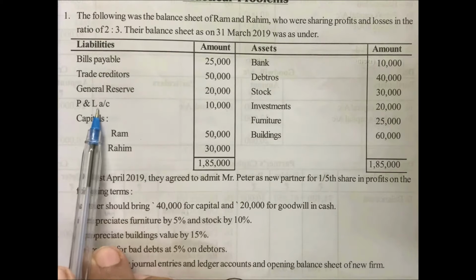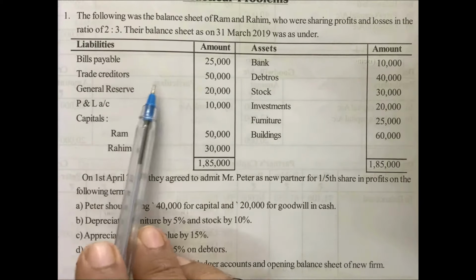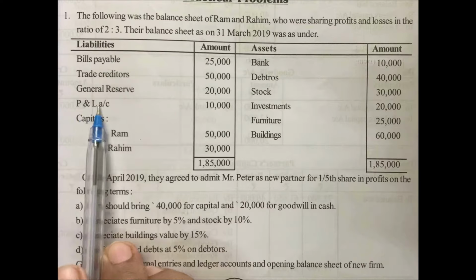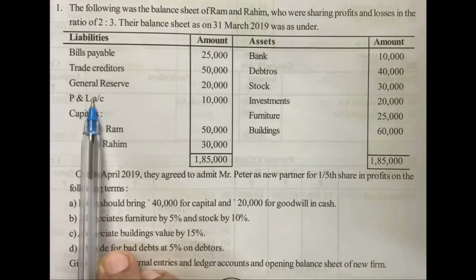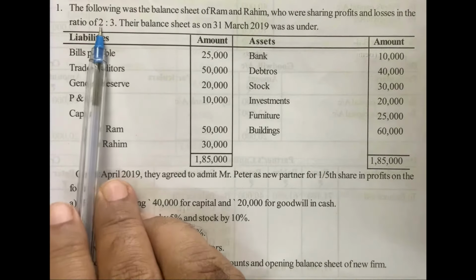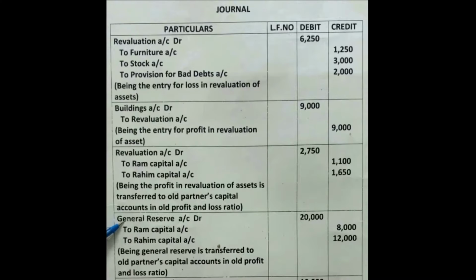There are two accumulated profits. General reserve 20,000 rupees, profit and loss account 10,000 rupees. These two accumulated profits are to be transferred to old partners' capital accounts in the old ratio. This is the entry for transferring the general reserve amount to old partners' capital accounts.